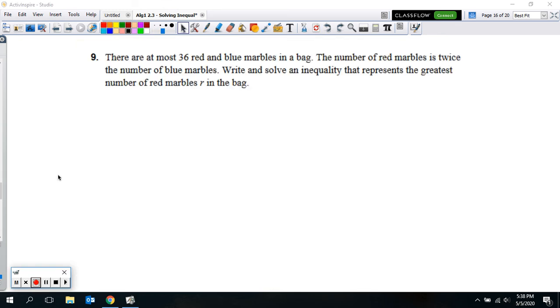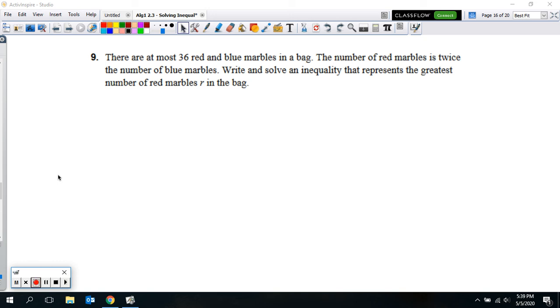Okay, so our last problem here, number 9, says there are at most 36 red and blue marbles in a bag. The number of red marbles is twice the number of blue marbles. Write and solve an inequality that represents the greatest number of red marbles are in the bag. So the first 2 sentences are going to be the information we're going to use to write out this inequality here that we have to have.